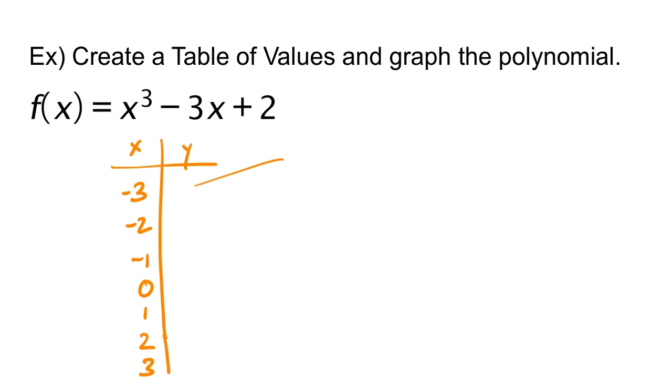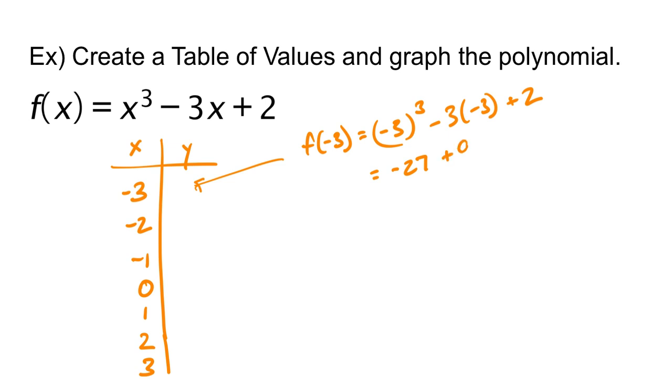And for each one of those, I'm going to take them and plug it into the equation. So I'll take that -3 and plug it into the equation. And I'll do -3 to the third minus 3 times -3 plus 2. Now, I'll bust out the calculator, of course. But that's -27 plus 9 plus 2. And when I do the math, I get -16 for my y value.